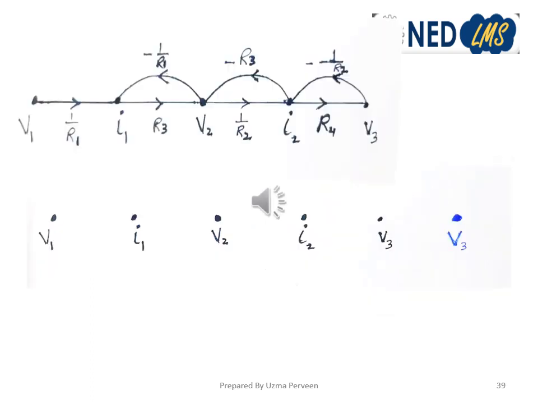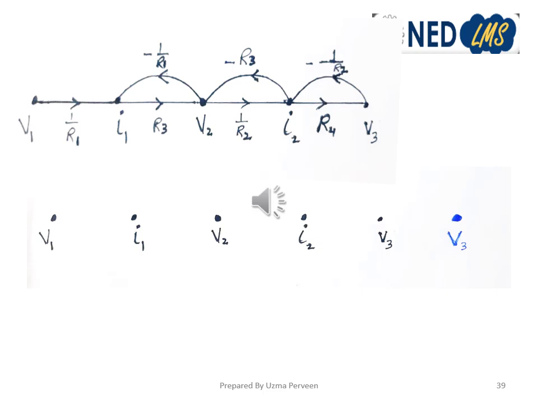Here in the signal flow graph, it is clear that V1 is the input node, but there is no output node here, because the definition of an output node is that it is a node which has only incoming branches. V3 here also has an outgoing branch towards I2 with a branch gain of minus 1 upon R2. So in this case, we have to make a dummy node with a branch gain of 1. So here we have marked a dummy node. The node name will remain the same, that is V3, and it will connect with V3 by a branch gain of 1, and the signal flow graph will change in this manner.